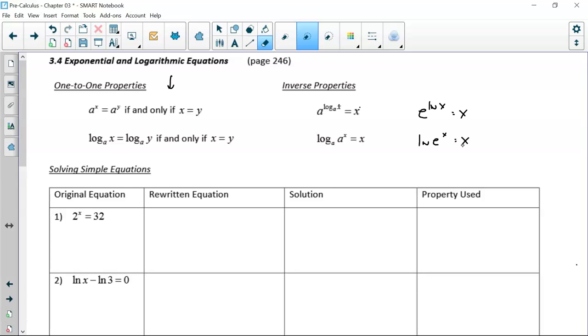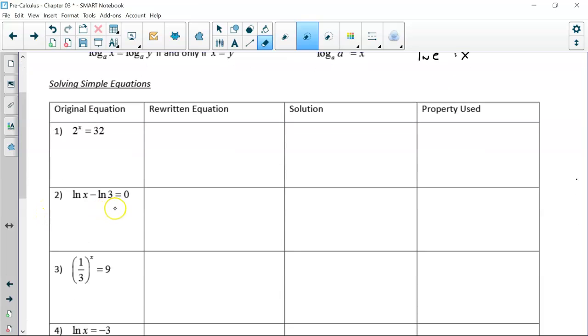Keep that in mind. Now, looking at some examples of how to solve these equations, we're going to see a list of all of them, basically. So 2 to the x equals 32. Now, 32 can be written as 2 to the fifth. So 2 to the x equals 2 to the fifth. Looking at it, they both have the same base. So then x equals 5. And what we use there is the one-to-one property. Bases are equal, exponents are equal.